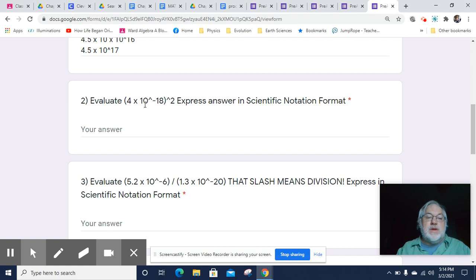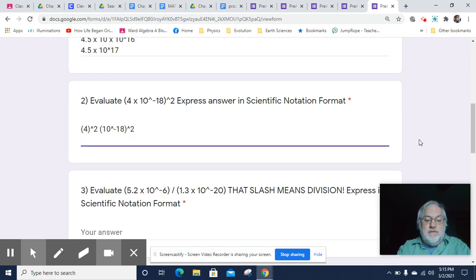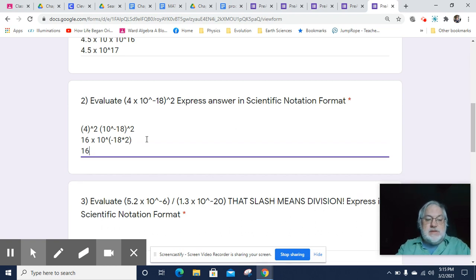The next one, we have 4 times 10 to the negative 18th, all to the second power. So we're going to be invoking the power rule instead of the product rule. So first of all, though, let's deal with our coefficient. We'll raise that to the second power, and then we'll deal with our exponent. So 10 to the negative 18th raised to the second power as well. So we separate those out, deal with the coefficient. The coefficient 4 times 4, or 4 squared, is 16. And then I've got 10 to the, I'll say negative 18. Since it's the power law, I'm multiplying the power. So negative 18 times 2. And that becomes 16 times 10 to the negative 36th power.